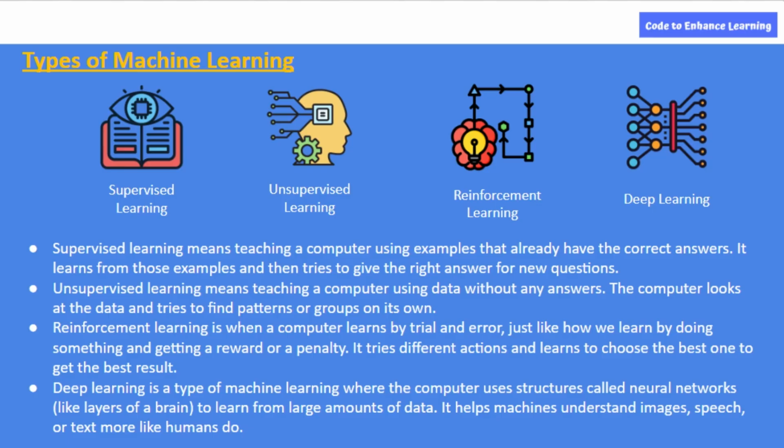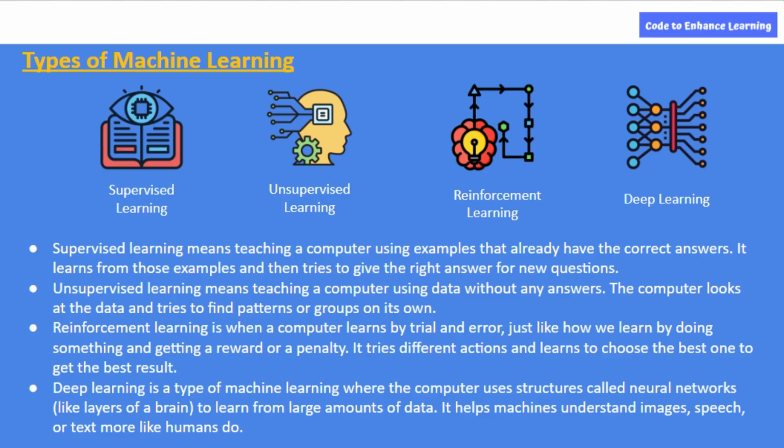Third one is reinforcement learning. This is learning by trial, error, and rewards. Think about when you play a new video game. When you do something right, you get points. When you make a mistake, you lose points and learn not to repeat it. For example, a robot moving through a maze tries different paths, makes mistakes, and eventually learns the best way by getting rewards.